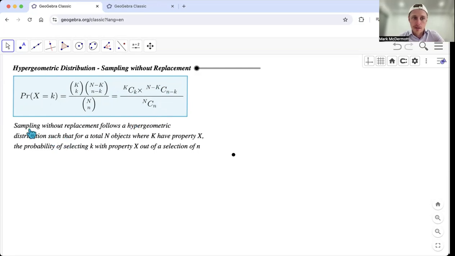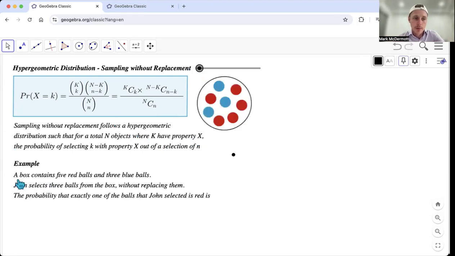All of these letters can be confusing, but sampling without replacement follows a hypergeometric distribution such that for total N objects, capital N represents the number of objects, where capital K have the property. X is our property of the thing that we're interested in. It'll make sense with an example. The probability of selecting lowercase k with property X out of a selection lowercase n. Confused? I'm not surprised because it is tricky, but let's step through it. The best way to do this is definitely with an example.